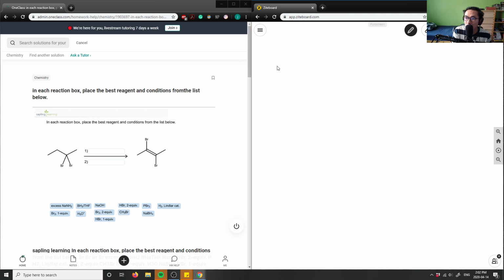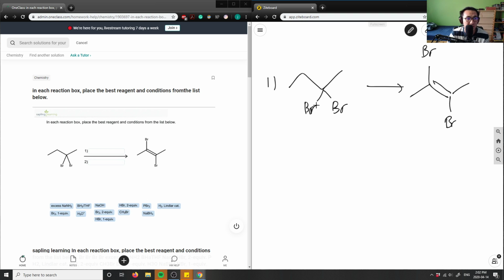Oh no, I didn't want to clear everything. My bromines are on opposite sides of the double bond, so this is a trans configuration. So it's something we're kind of familiar with here. What reagents would get us there? And there's actually a box here, which is nice, to provide us with the best possible solution.